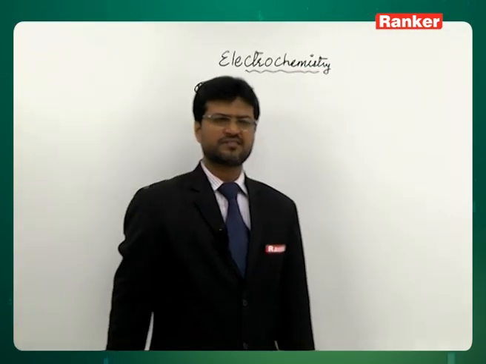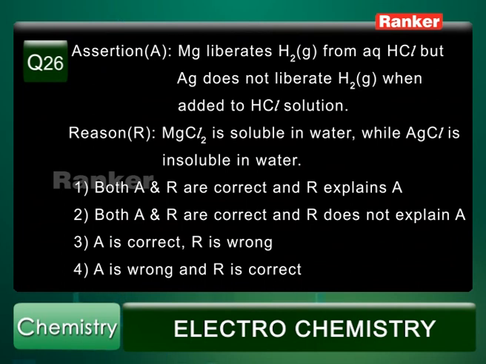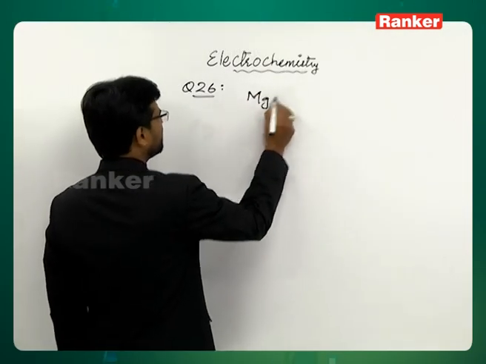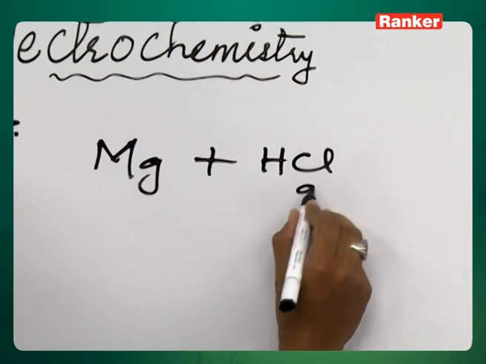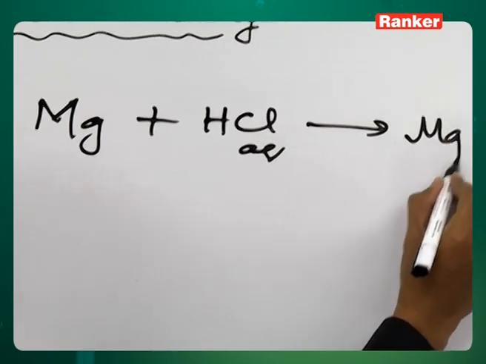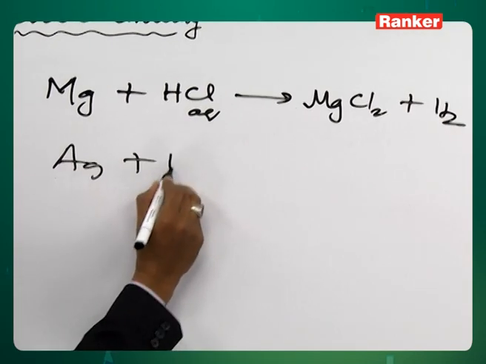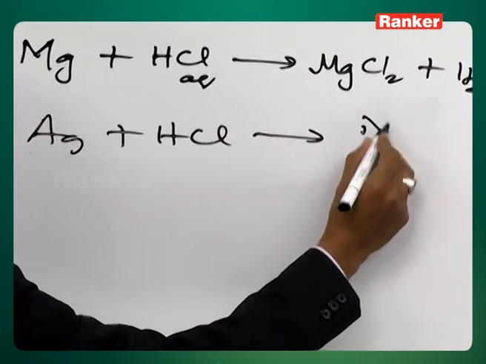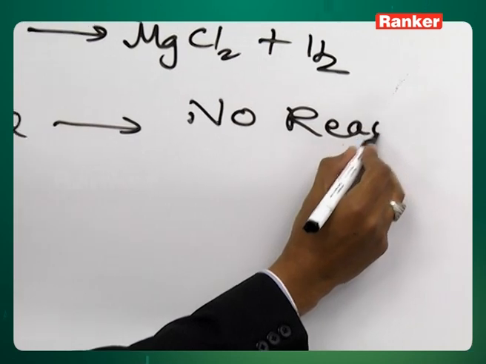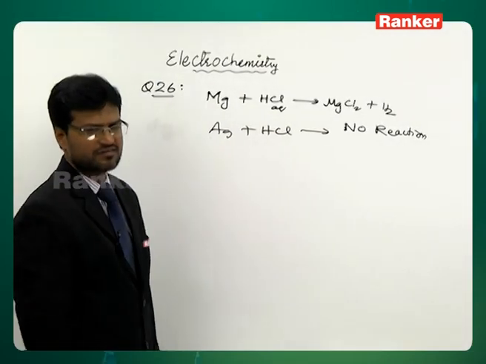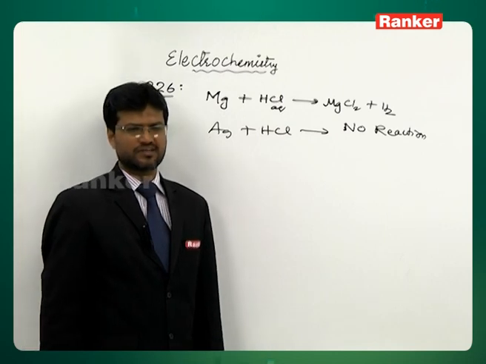Question number 26. Magnesium liberates hydrogen from aqueous HCl, but Ag does not liberate hydrogen when added to HCl solution. This is fact. Magnesium is present above hydrogen in the activity series. It reacts with aqueous HCl, and it will produce MgCl2 and hydrogen gas. Whereas Ag and HCl, no reaction. The reason is silver is below hydrogen in the activity series. So, first statement is correct.